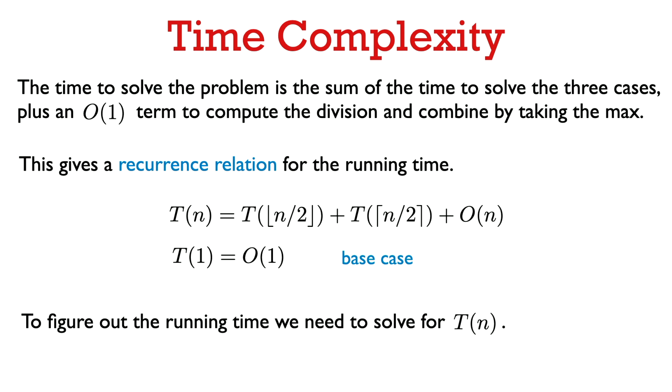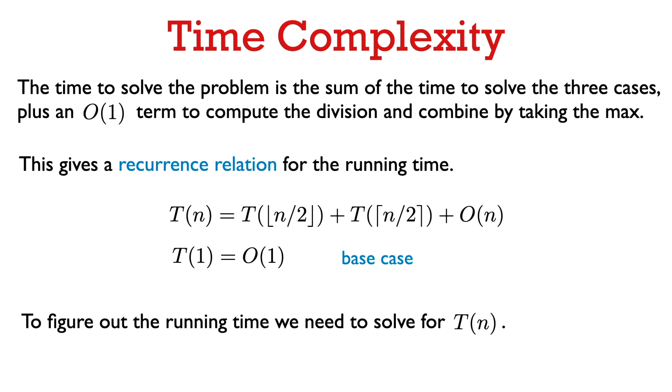So we can say that the total time to solve the buy and sell stock problem on an array of size n, T(n), is equal to T of the floor of n over 2, that's the time to solve case 1, plus T of the ceiling of n over 2, the time to solve case 2, plus order n, the time to solve case 3 and this extra constant work that we have to do. We can just throw that into the order n as well.